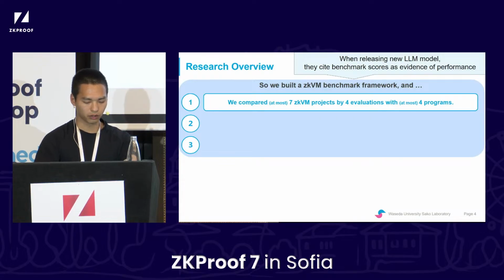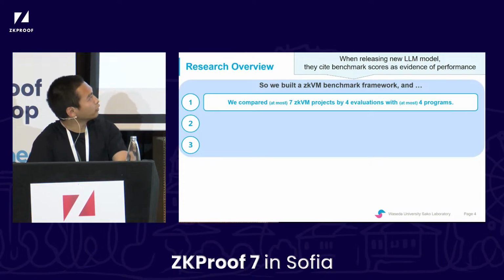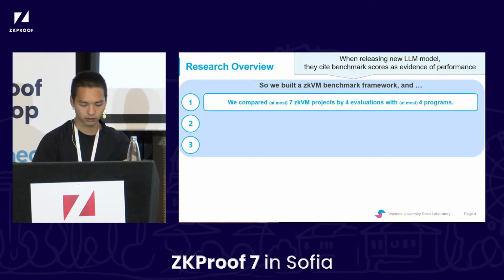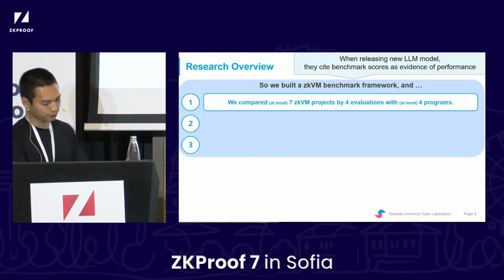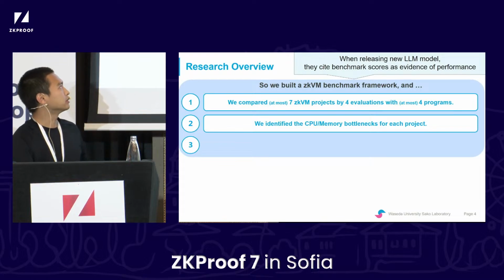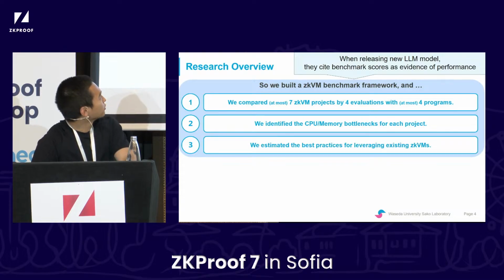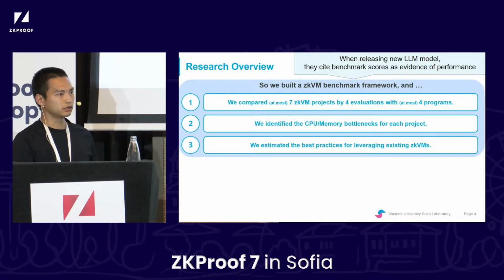There is significant value in presenting standard benchmarks from a neutral community like ZKProof. A familiar example is large language models. They usually cite benchmark scores as evidence of performance when releasing new models. Furthermore, our research identified the CPU and memory bottlenecks for each project. And we also estimated the best practices for leveraging existing zkVMs.